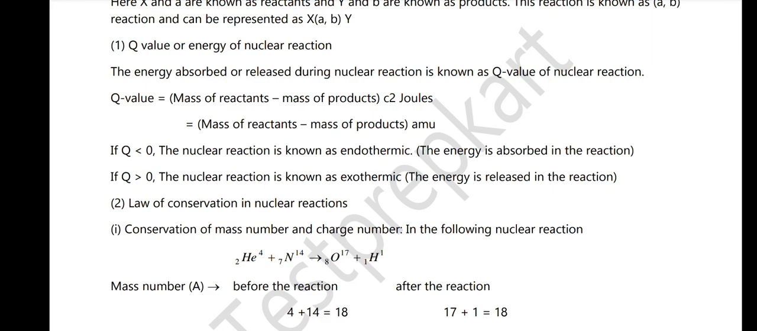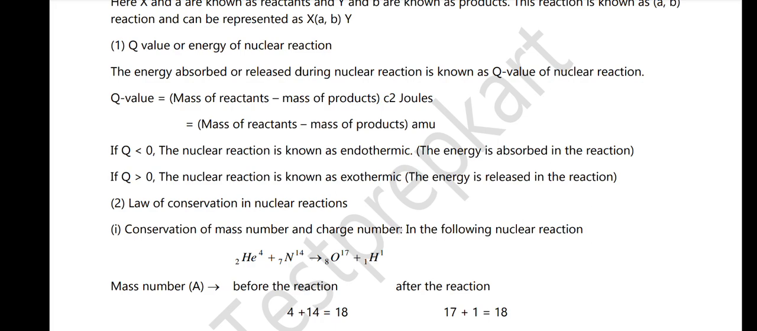If Q is less than 0, then this reaction we call an endothermic reaction, where the energy is absorbed in the reaction. If Q is greater than 0, then the reaction is exothermic, where energy is released in the reaction. Then we call it an exothermic reaction. If the energy is absorbed in that reaction, then we call it an endothermic reaction.